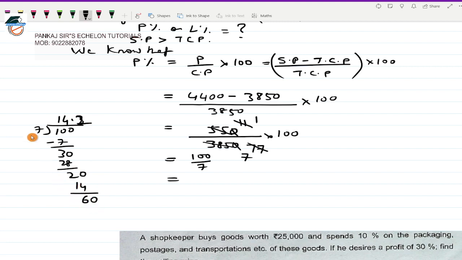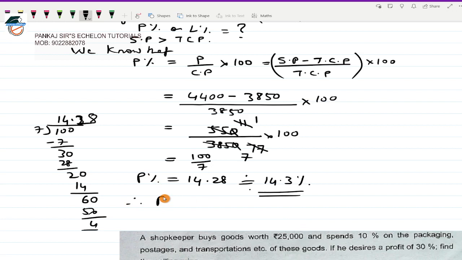Take down one more 0. 7 7s are 49. 7 8s are 56. 7 9s are 63. 7 8s are 56. You'll get a 4 over here, and it will go on. So your answer can be written as 14.28, which can be approximated to 14.3 percent. So the answer for this happens to be 14.3 percent. The profit percent is 14.3.